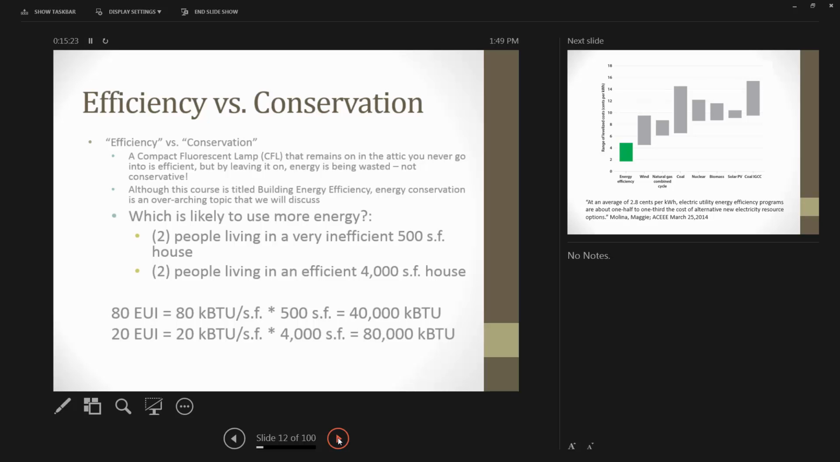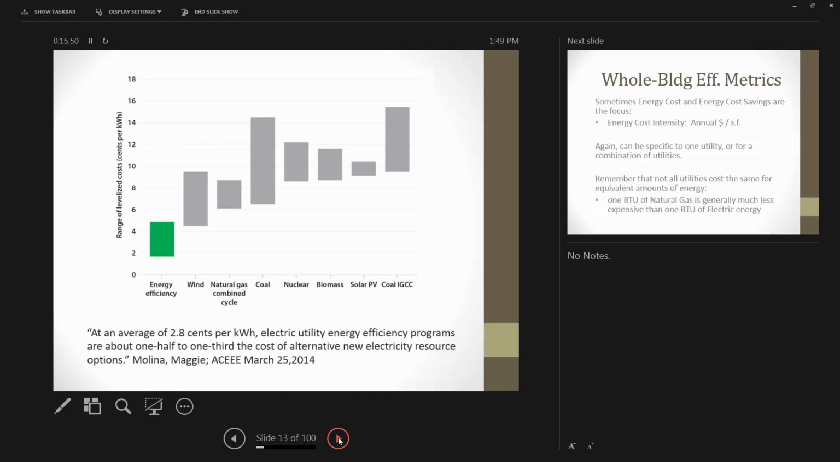A 4,000 square foot house at an energy use intensity of 20 is using about 80,000 kilo BTUs. So you can do the math and see that the 4,000 square foot house, although it's 8 times larger than the smaller house, is only using about twice as much energy. Pretty simple example, but hopefully that explains the energy use intensity that somebody asked me about from the book.